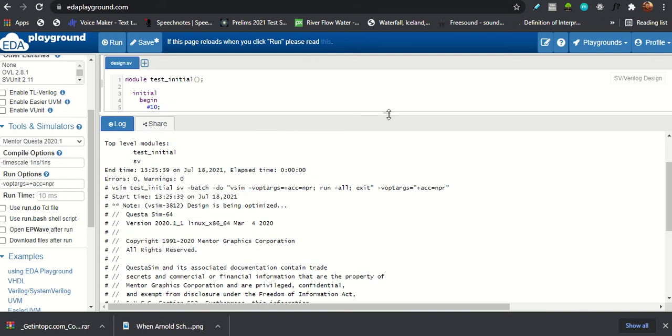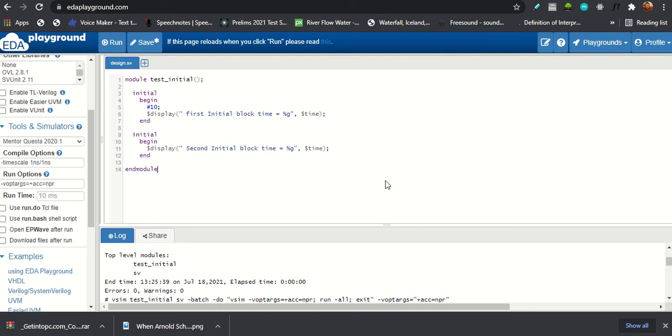So we have learned something about the initial block in this lecture. We'll learn a lot more about initial blocks and other directives further on, and we have also learned about the time directive. The time directive returns the time and the time at which that particular statement has been executed. So we can utilize this $time directive for debugging in coming lectures or in test benches.